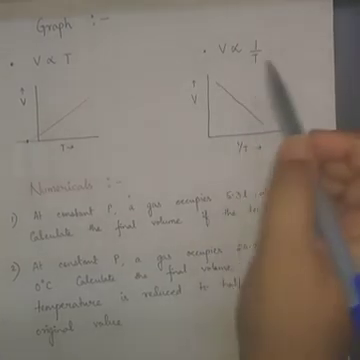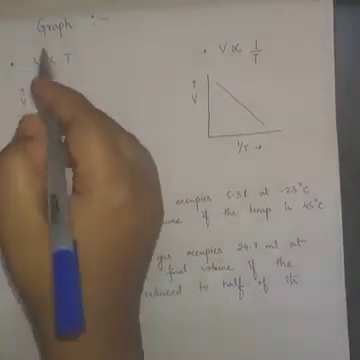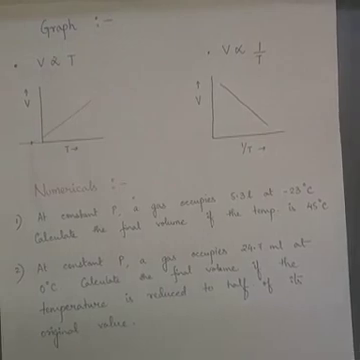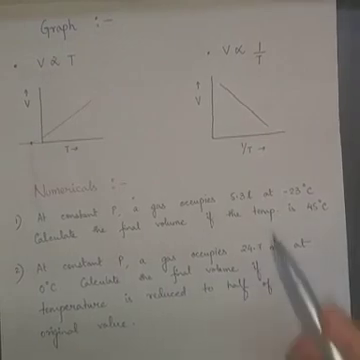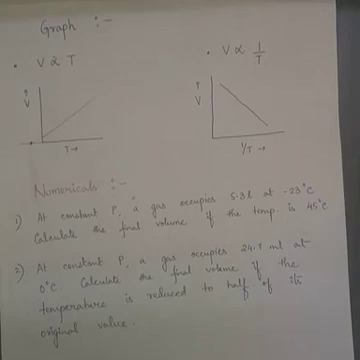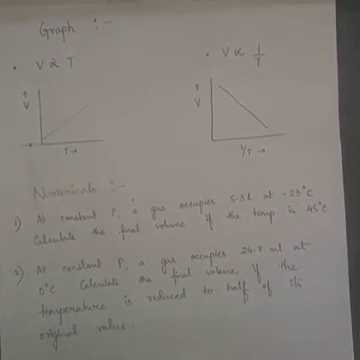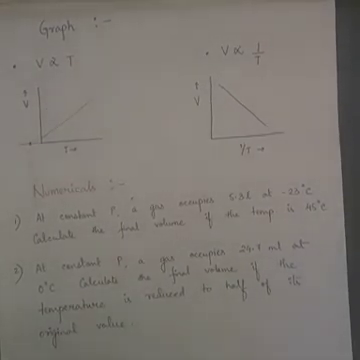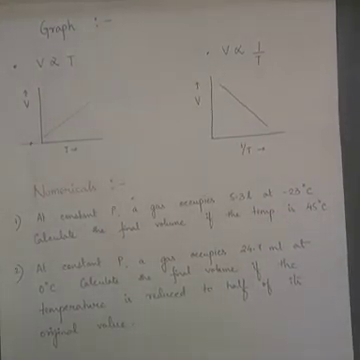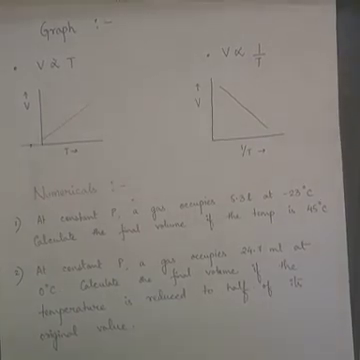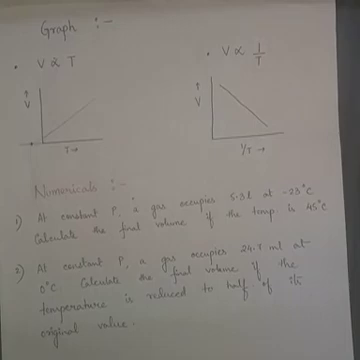The next one, V versus 1 by T. So if V is directly proportional to T, V versus 1 by T will be an inverse sloping or a negatively sloped line, just the way you are seeing here. Hopefully this is clear. Moving on to numericals, this will be your assignment. I will not show you any more. I have already shown you one sample numerical in Boyle's law. You will follow exactly the same procedure, exactly the similar kind of statements, to do these particular numericals for Charles' law.